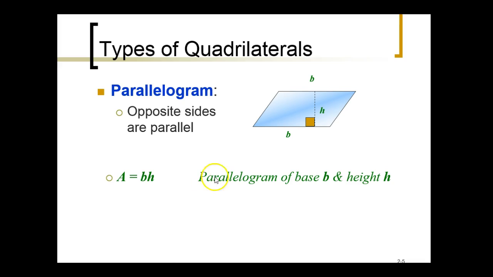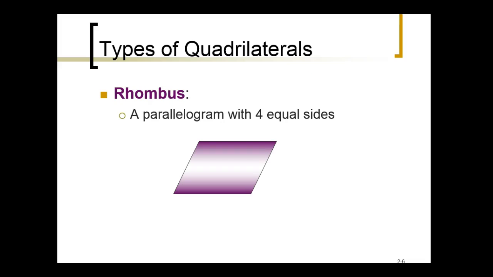A parallelogram. Opposite sides are parallel. So this base is parallel to this base, and they have the same length. This side is parallel to this side, and they have the same length. And the perpendicular distance between the bases is called the height or the altitude. And this box shows that the height is perpendicular to the base, very much like it is in the triangle in the last section. The area of a parallelogram is base times height. A rhombus is a special parallelogram in which all 4 sides have equal length.